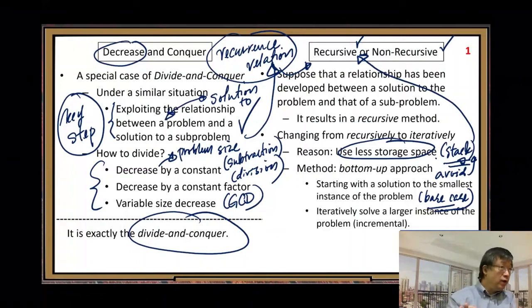But this way, the iterative way, we always use known solutions for smaller problem instances to find the solution to a larger problem instance. All right, so that's the general discussion for divide and conquer.